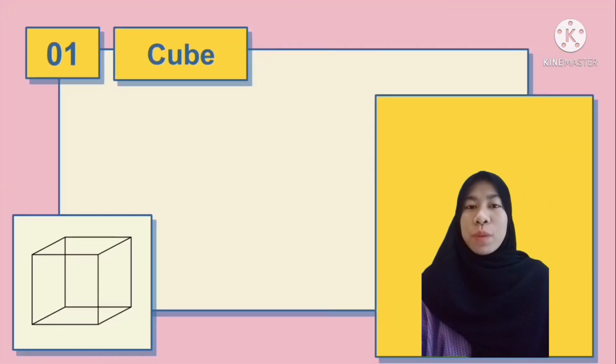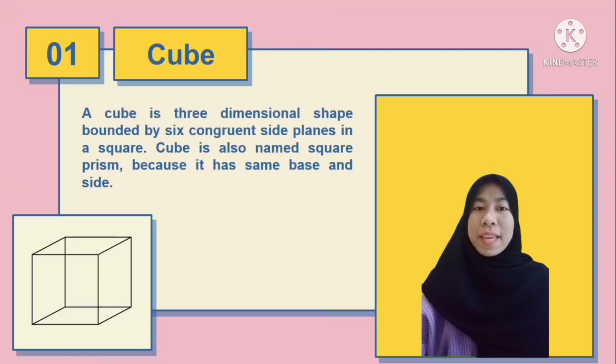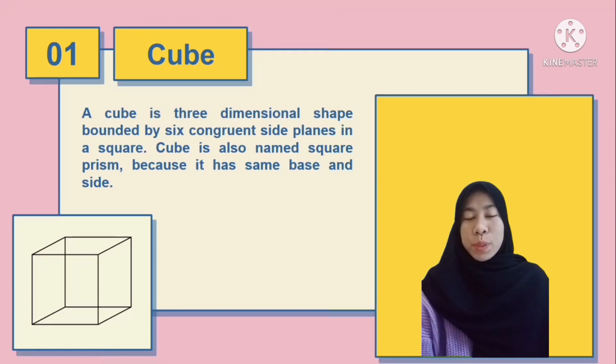Number 1. Cube. A cube is a three-dimensional shape bound by 6 congruent side planes in the shape of a square. A cube is also named a square prism because it has the same base and sides.